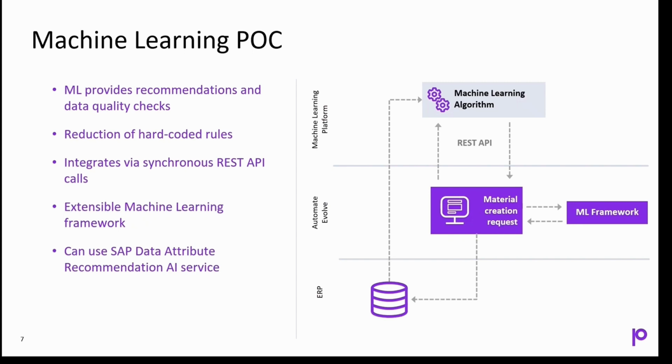We built out a machine learning framework in our Evolve solution that applies the predicted values logically to specific form fields. The framework is extensible, and we can incorporate any machine learning algorithm into our solution. In fact, we tried both a custom-built machine learning algorithm as well as a standard machine learning algorithm provided by SAP. SAP has introduced what they call AI services on their cloud platform, and one of those provides data attribute recommendations for product data that we leveraged in our solution.